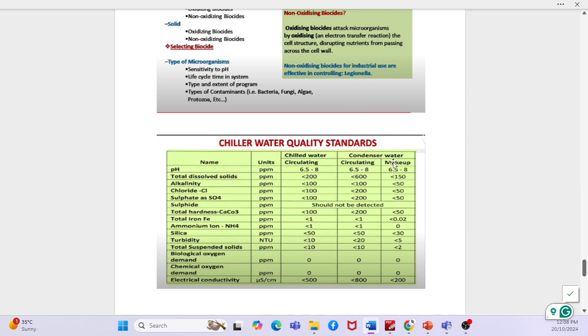Okay, so this is for the condensing water, for circulating makeup water, what is the pH level you have to maintain? What are the accepted dissolved solids in the system, alkalinity? So you can see the table for the accepted level of the water properties, right? This is the same as air properties.